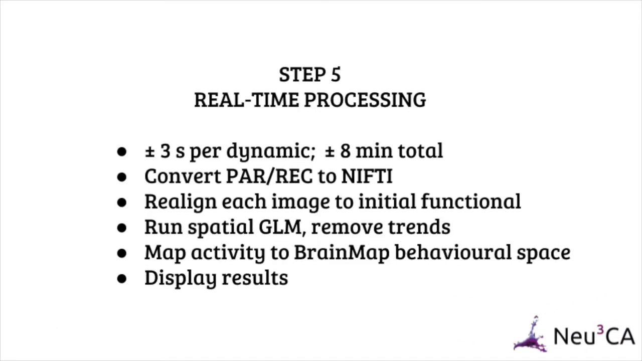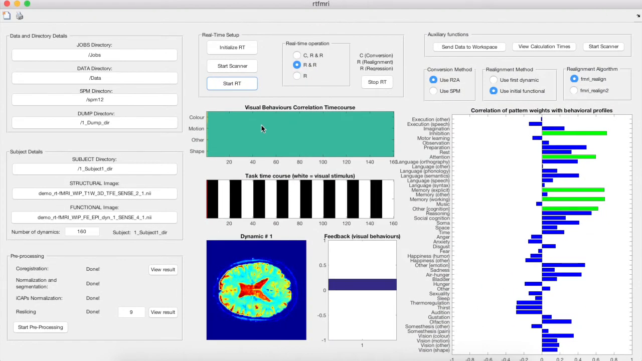Finally, we have the real-time processing, which runs about 8 minutes in total and occurs every 3 seconds when each dynamic functional scan comes into the external PC. First, we convert the data format to NIFTI. Then we realign each image to the initial functional scan that we acquired. We run our spatial GLM and remove any trends that would confound the data. And then we map our characterized activity to the BrainMap behavioral space, i.e. in terms of 50 behavioral profiles.